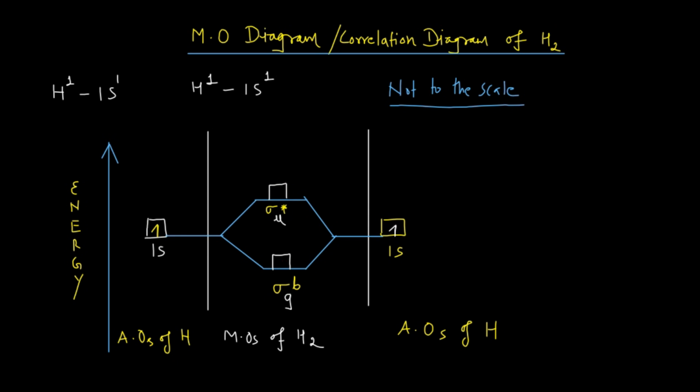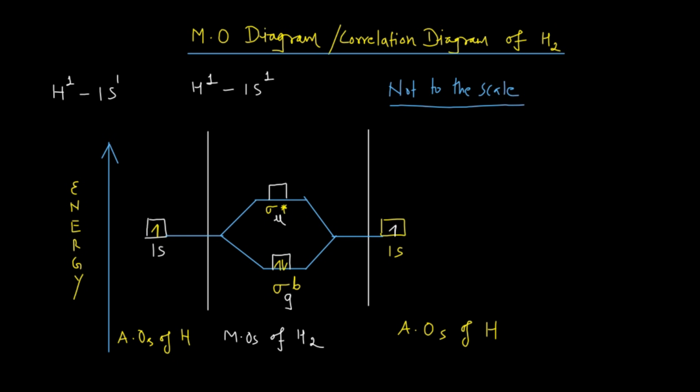And you know, according to the Aufbau principle, the orbital which has the lower energy will be filled first. So this has the lower energy, so this will be filled first, right? So what will happen? Both electrons will go to this particular molecular orbital with opposite spin, because we have to follow Pauli's exclusion principle as well, right? So this is the molecular orbital diagram of the hydrogen molecule.